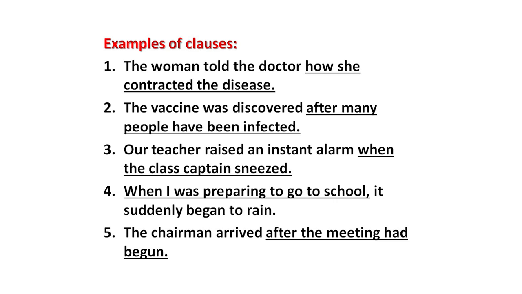Sentence two, the vaccine was discovered after many people have been infected. After many people have been infected is a clause. Can you tell why? It has a finite verb. In fact, it has more than one finite verb. The first finite verb there is the word have, which is in the basic form. And the second finite verb there is infected, which is in the past form. So, after many people have been infected is a clause because we can find finite verbs in it.